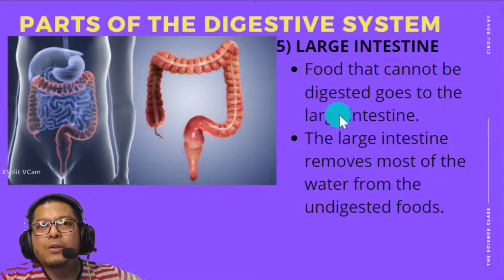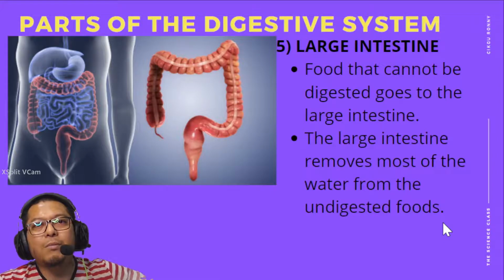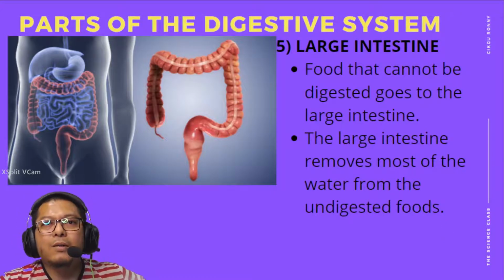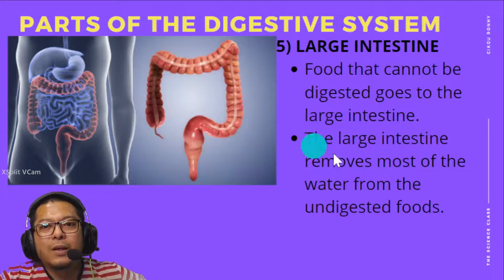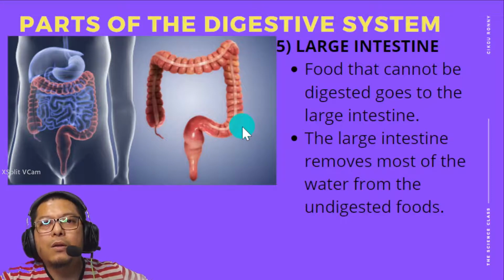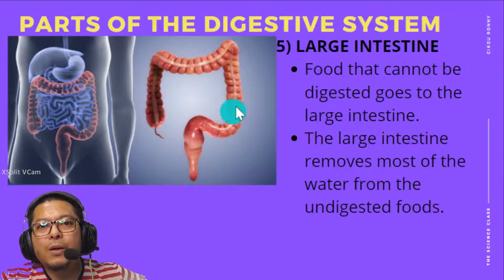Food that cannot be digested goes to the large intestine. The large intestine removes most of the water from the undigested food. Okay, not all food can be digested, some cannot. For example, parts of a vegetable cannot be digested, or maybe corn cannot be digested properly, so it will pass through the large intestine here. And then what happens? Most of the water from the food that cannot be digested will be removed or absorbed here.